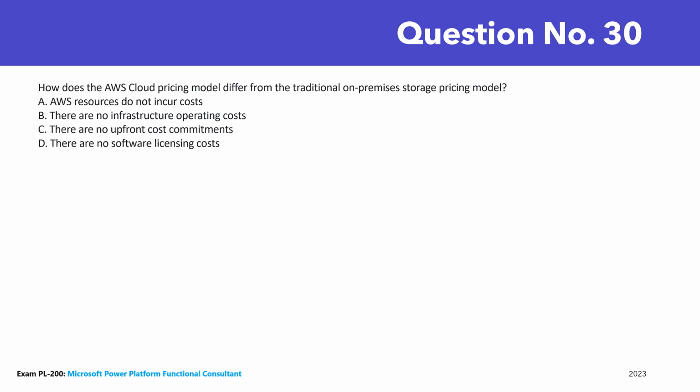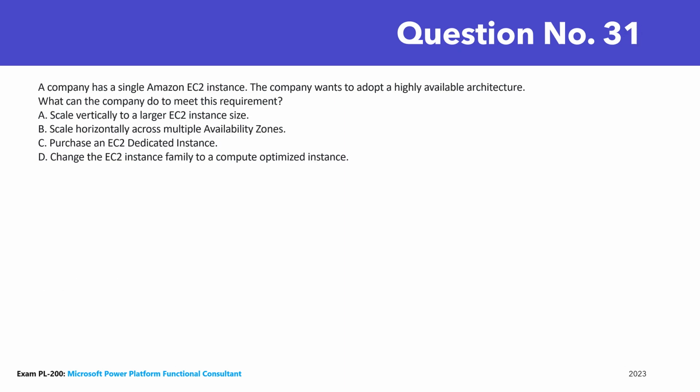A. AWS resources do not incur costs. B. There are no infrastructure operating costs. C. There are no upfront cost commitments. D. There are no software licensing costs. Correct answer, B.